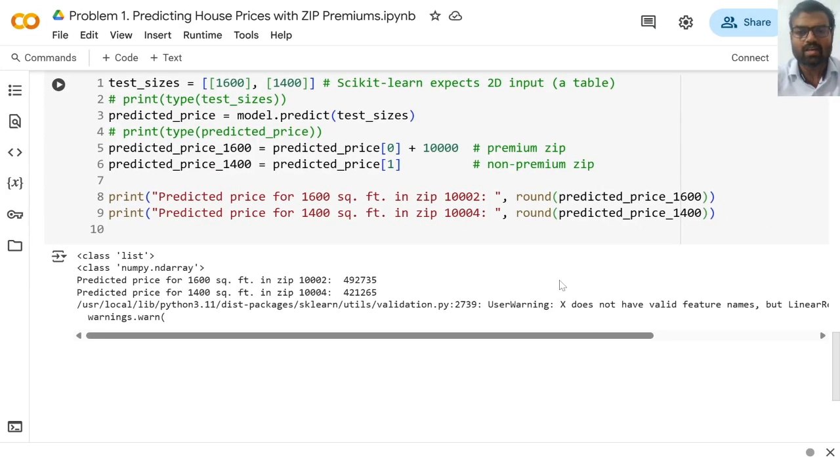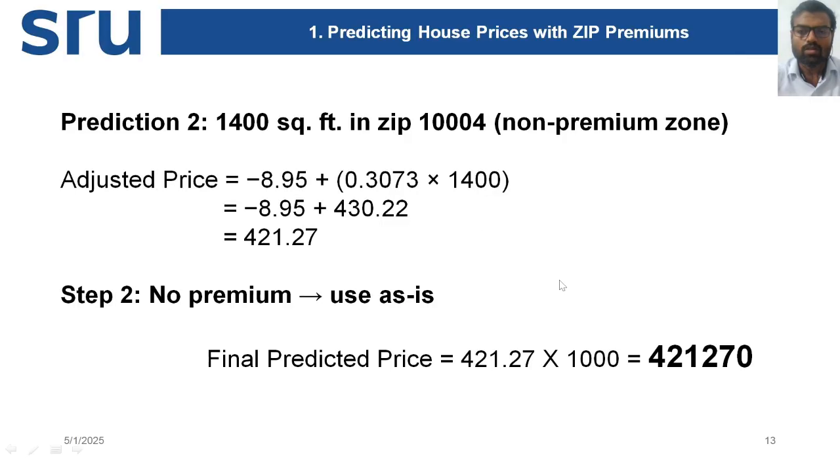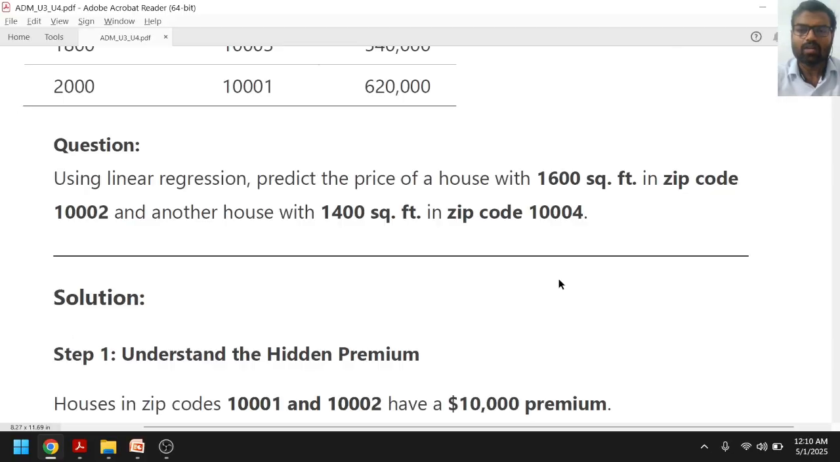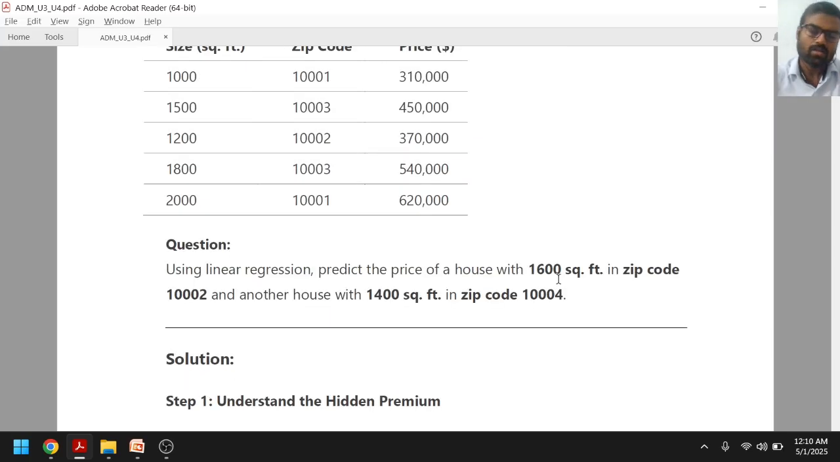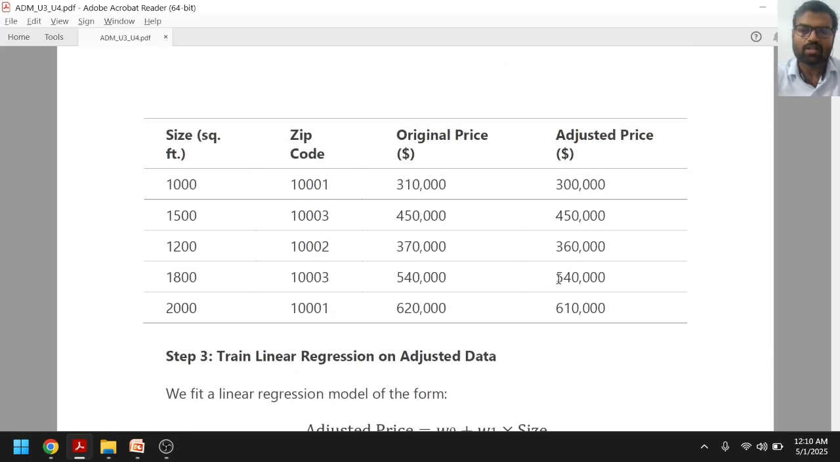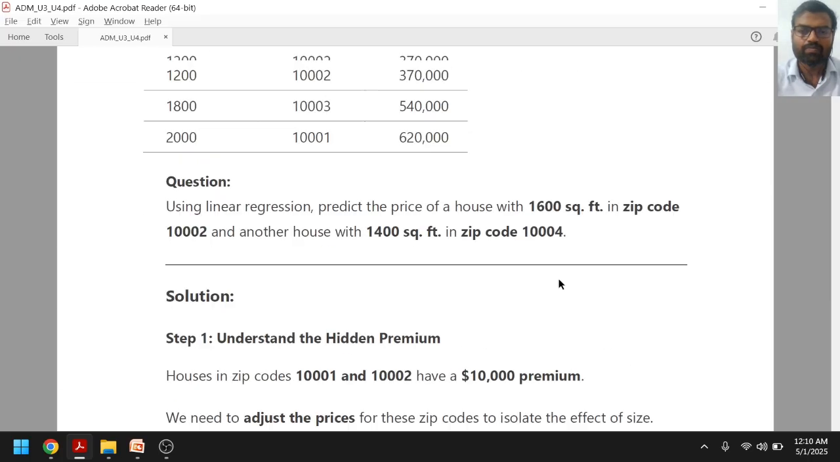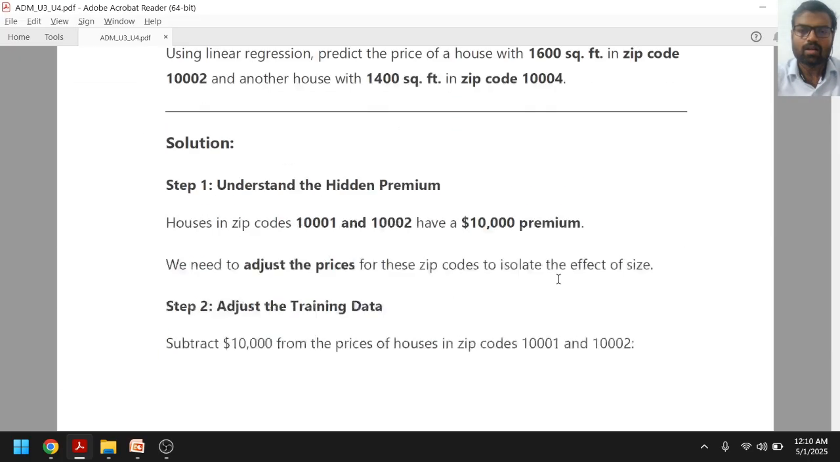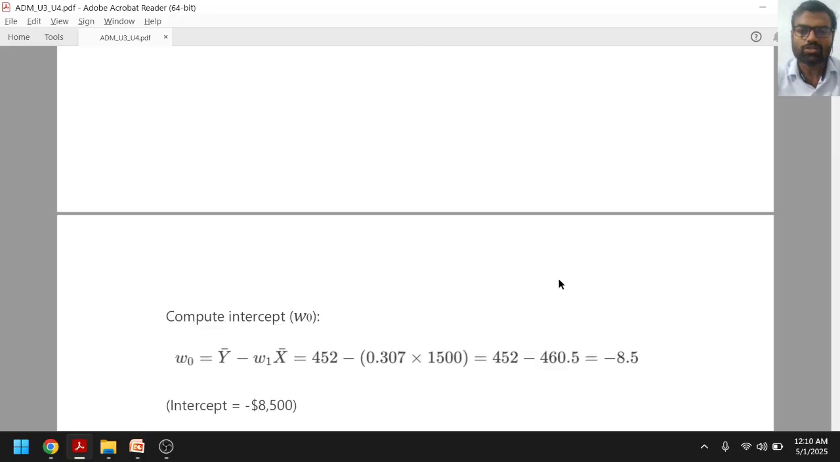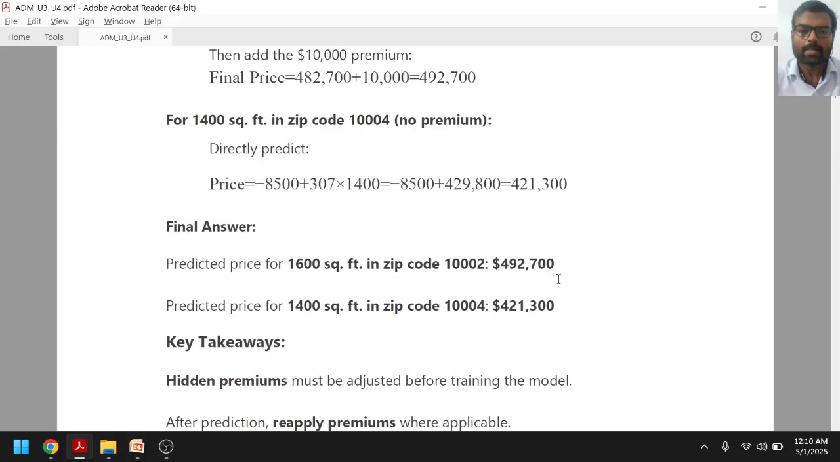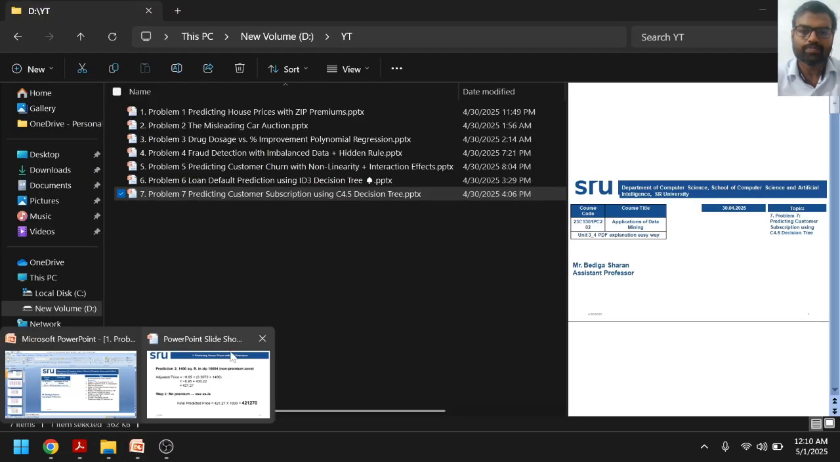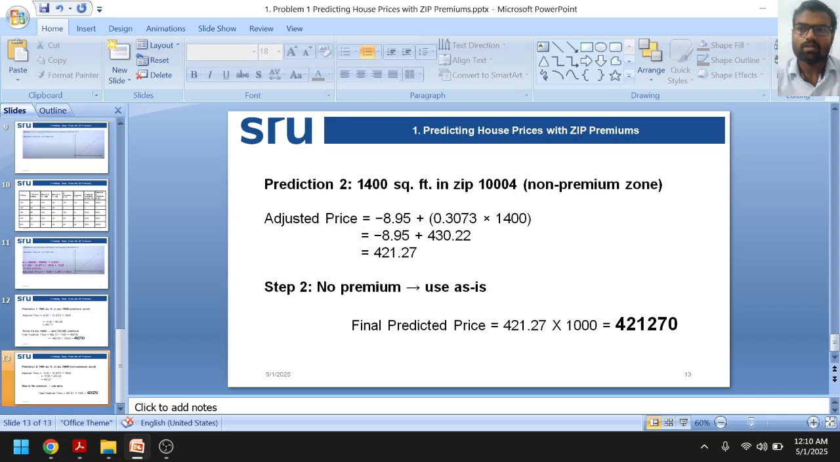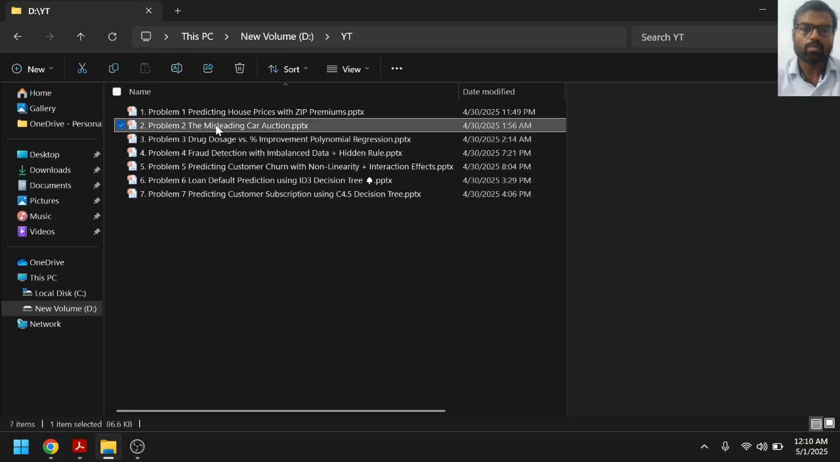So this is the way we solve these mathematical problems step by step, in terms of calculation as well as programmatically. So let's go to the second question. This question is going to be related to the misleading car auction. Okay, let's open my second problem.